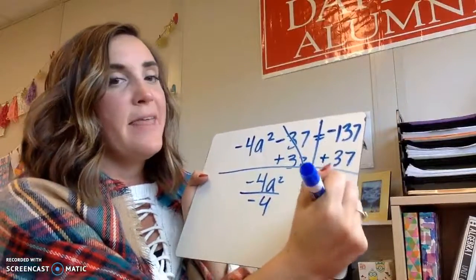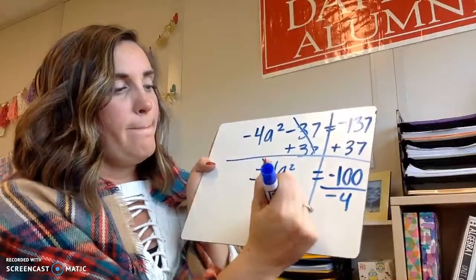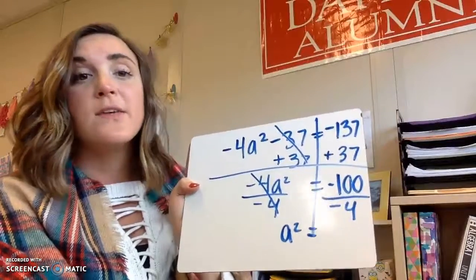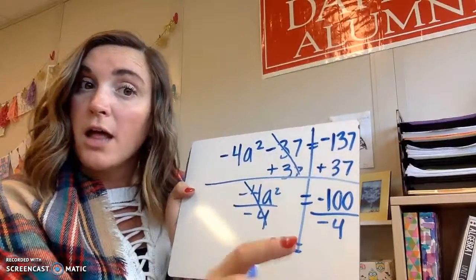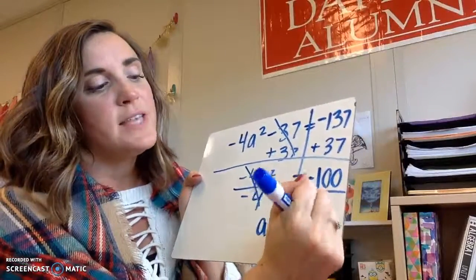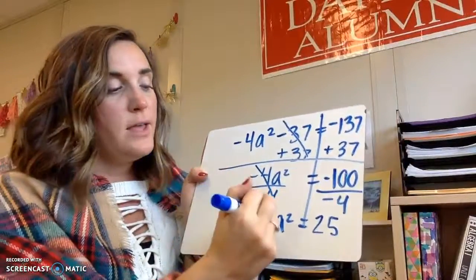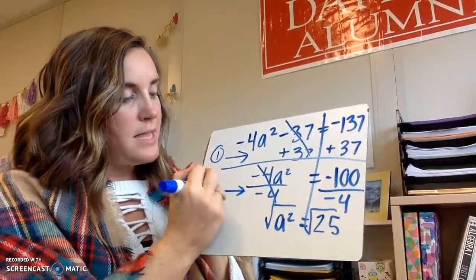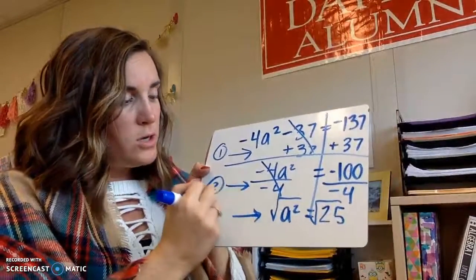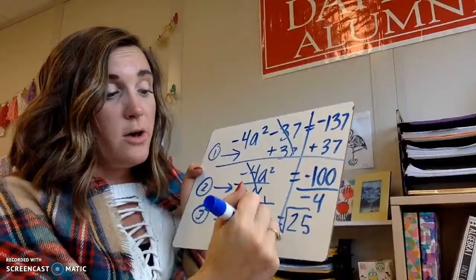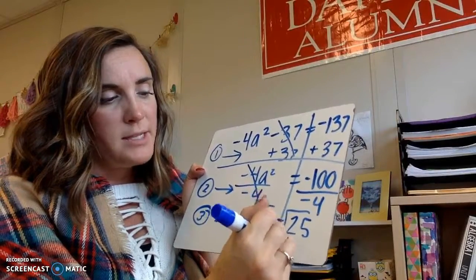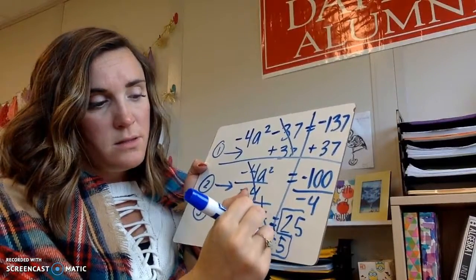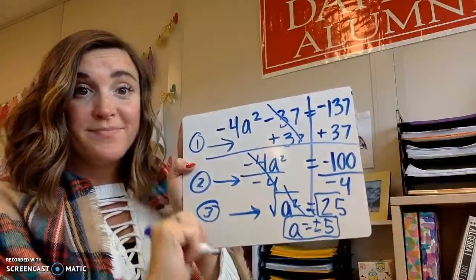So you're going to divide by that negative 4. a squared equals negative 100 divided by negative 4 gives me a positive, how many quarters in a dollar? 4 quarters with 25 cents. 25. So then this is where it becomes 3 steps. First step was to add. Second step was to divide. Third step is to square root both sides. So a equals plus or minus 5. And that is a little messy, I apologize. Plus or minus 5.